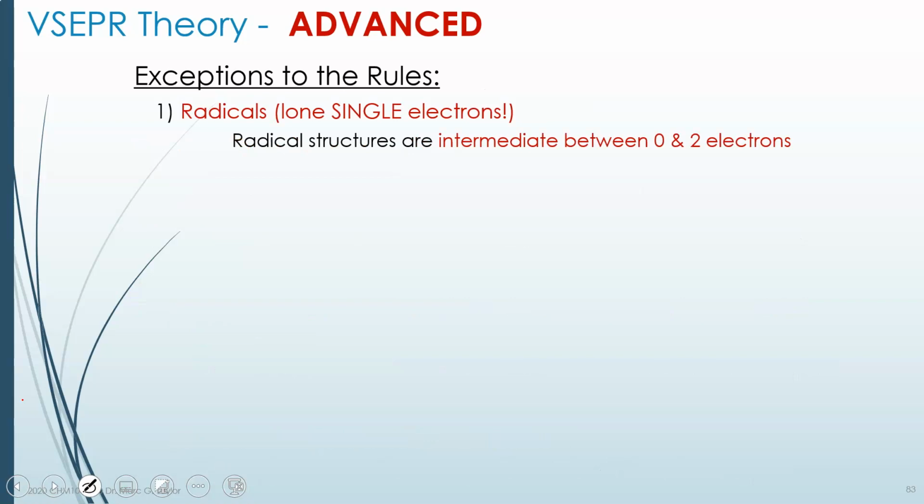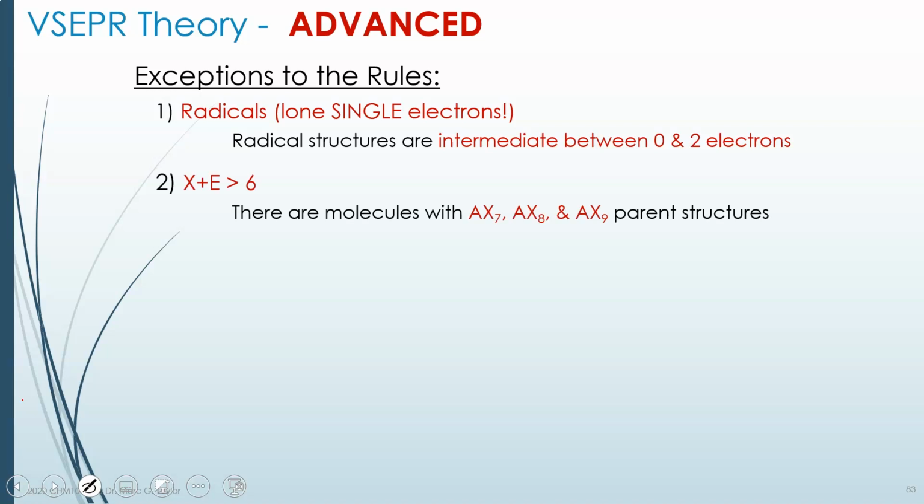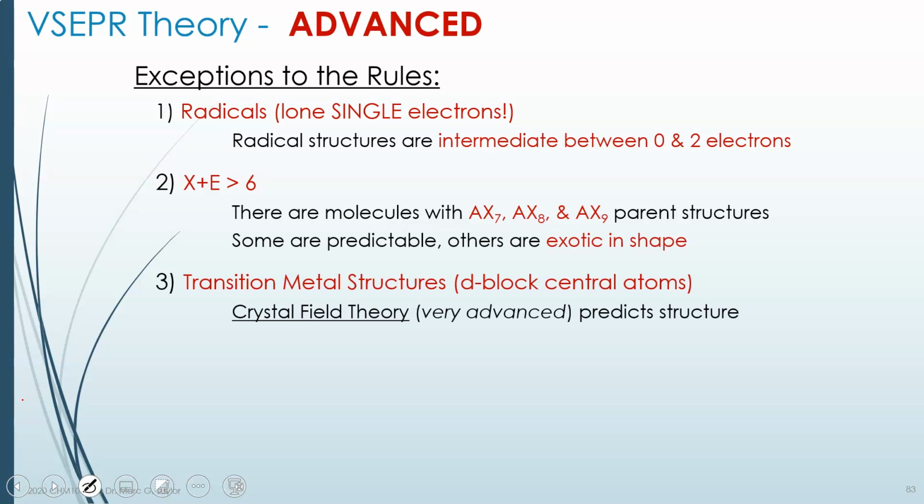We have rules on radicals. Radicals are when you have single lone electrons instead of a lone pair. You have a single electron, and they give shapes that are somewhere between having no electrons and having 2 electrons. We have shapes that have more steric numbers or domain numbers bigger than 6, which have very unusual shapes we're not going to talk about in this class. Transition metals have a whole different set of rules to get those AX5, AX6, even some AX4 and AX7 and AX8, AX9 shapes. It's way beyond the scope of this class. We won't be talking about those.